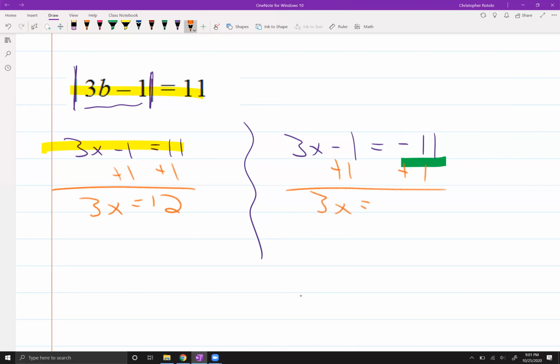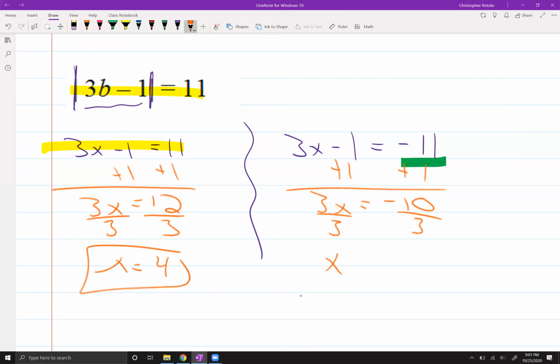All right, now notice the numbers themselves don't come out to be the same, but what I'm doing to solve each time is the same, right? Adding 1 to each side, dividing by 3. Okay, so x turns out to be 4. So if I plug 4 in here, it'll work. The other thing I could plug in is negative 10 thirds. All right, that's negative 3 1/3. So those are the two things we're going to do, okay?